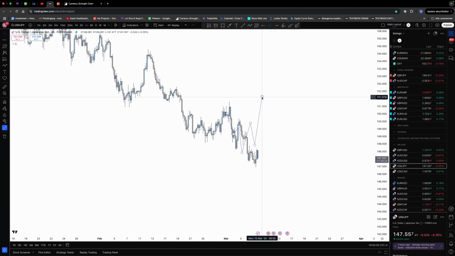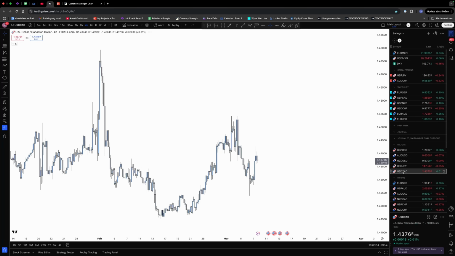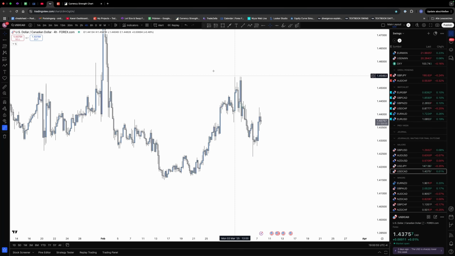USD JPY. So I wanted to see the re-sweep here, which did happen, but then we failed again. So we are still super bearish on this. There is no bullish entry at all, and I don't like to sell so low, and the swaps are crazy high for sells anyway, so there's just nothing there.